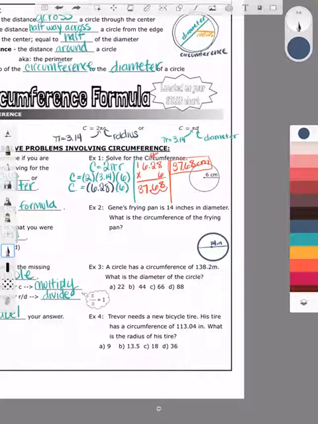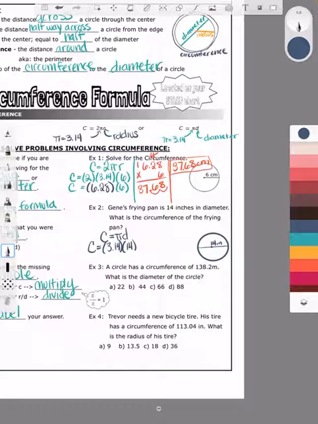So we're going to WTF, which is write the formula: circumference is equal to pi d, so pi times diameter. Now I'm going to plug in what I know. I know my diameter is 14, and pi is estimated to be 3.14. The only thing we don't know is our circumference. Since we're looking for circumference, we're going to multiply 3 and 14 hundredths, or 3.14, times 14.